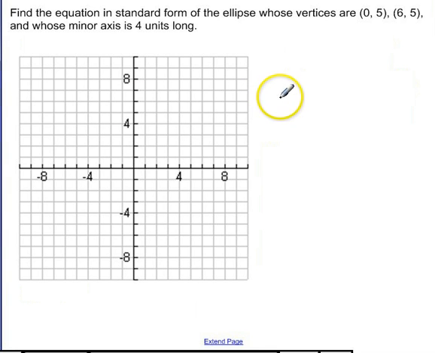Okay, well, what if I gave you some pieces of the ellipse and asked you to find what the equation was? So we know that the ellipse whose vertices are 0, 5, so there's 1, and 6, 5, there's another. That means the major axis here is 6 units long, and the minor axis is 4 units long. Well, where's the center? The center's in the middle of the major axis. It's the midpoint of the vertices.